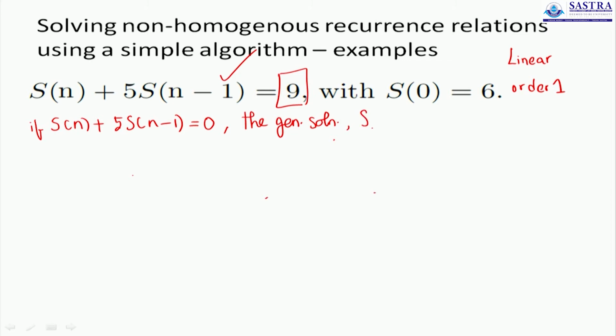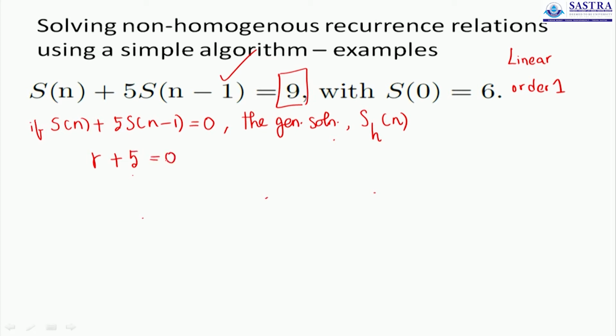Comma, we will call the general solution as SH of n, because we are treating it as a homogeneous RR. So let us call this as SH of n. Then the general solution of n is obtained as follows. So we will write the corresponding characteristic equation, which will just be r plus 5 is equal to 0.